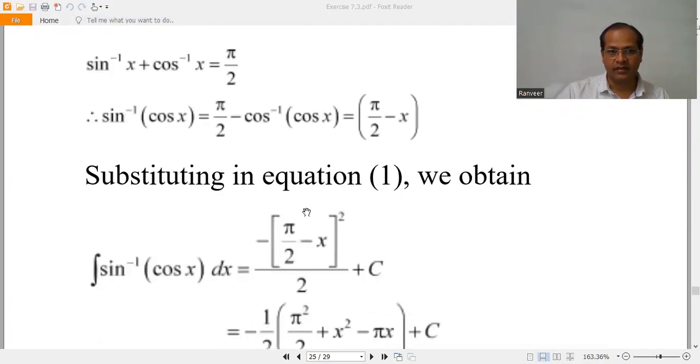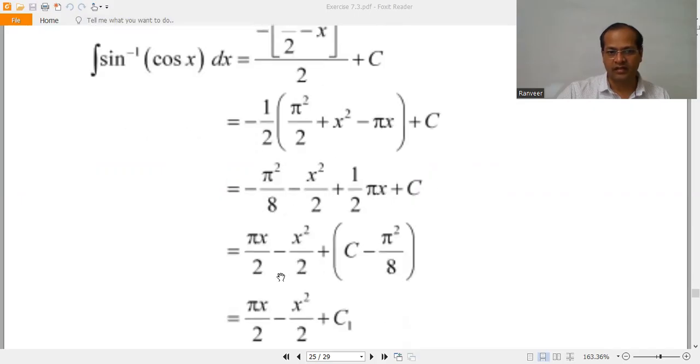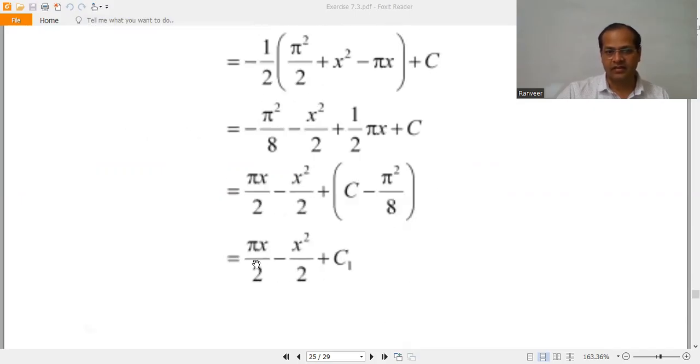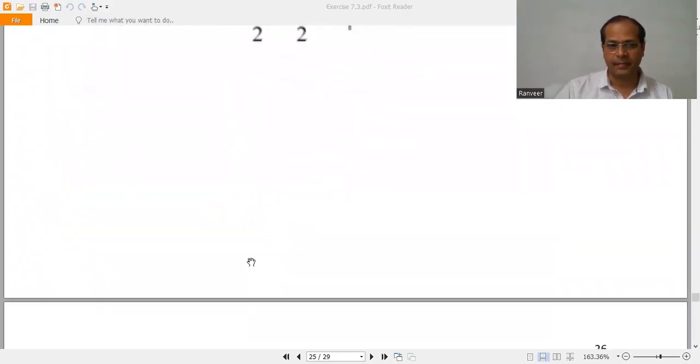This is the value, and sine inverse cos x we can write here, all the steps. If you see, this is pi by 2 minus cos inverse cos x, and after substituting the value, sine inverse cos x is nothing but pi by 2 minus x, whole square by 2, and this is the final answer. So this question is very, very important. You have to practice because a lot of concepts are involved in this question.